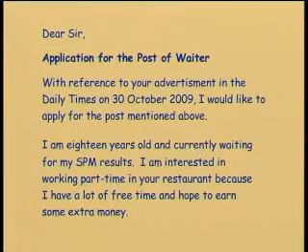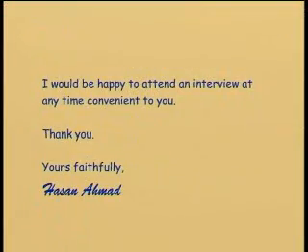Then he writes the salutation, Dear Sir, followed by the title, Application for the Post of Waiter. After that comes the contents of the letter. Hassan mentions where he saw the advertisement, followed by his age and what he is doing now. Then he talks about his reason for writing the letter, which is to apply for the post of waiter. And finally, he says he is ready for an interview at any time. He finishes his letter with a thank you, followed by yours truly. And he signs off with his name and signature.